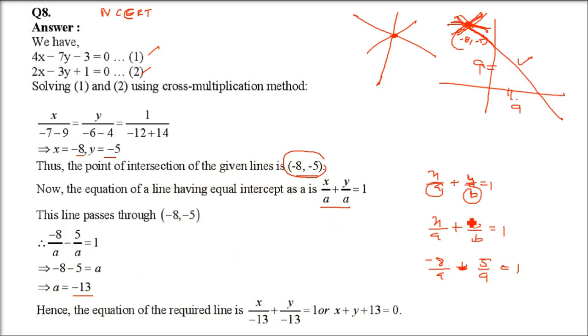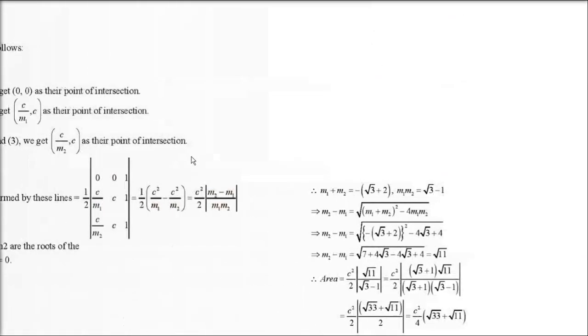Now put it in the actual equation. So A and B are equal, so what do you get? You get x by minus 13 plus y by minus 13 equals 1. So what we did: we took the equation, made A and B equal, and then we put x and y as minus 8 and minus 5. Finally, you multiply both sides by minus 13. You get x plus y equals minus 13. Bringing minus 13 to the left hand side, you get x plus y plus 13 equals 0.